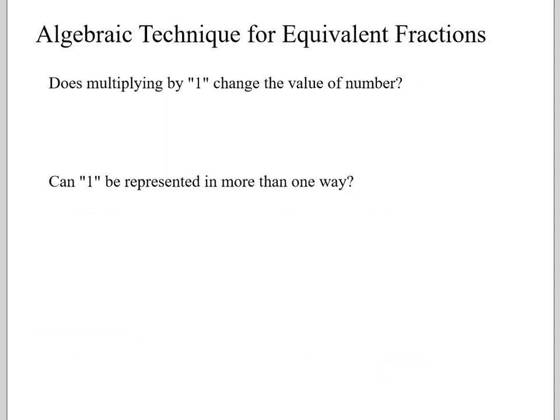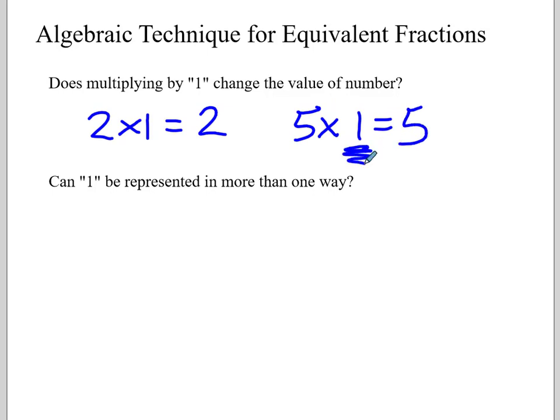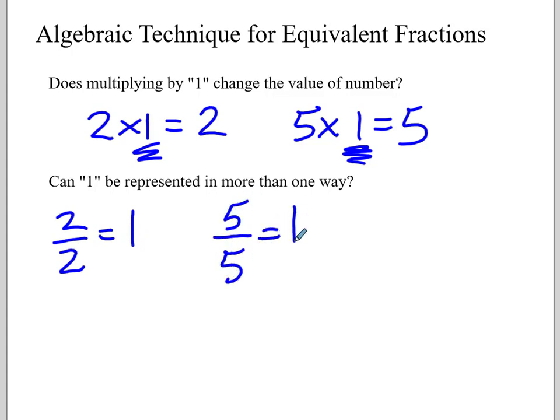Okay, so we'll just do a little background work. First question, does multiplying by 1 change the value of a number? If you went 2 times 1, that's the same as 2. If you went 5 times 1, that's the same as 5. So when you multiply by 1, it doesn't change the magnitude of the original value. Now, can 1 be represented in more than one way? If you had 2 divided by 2, that's equal to 1. If you have 5 divided by 5, that's equal to 1.